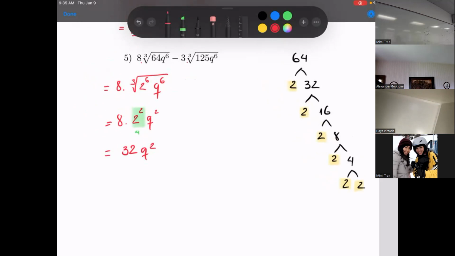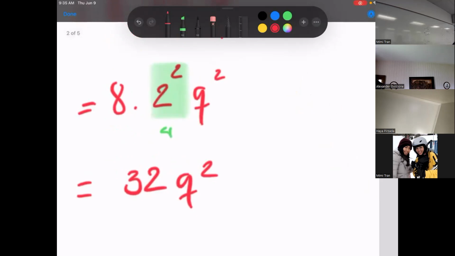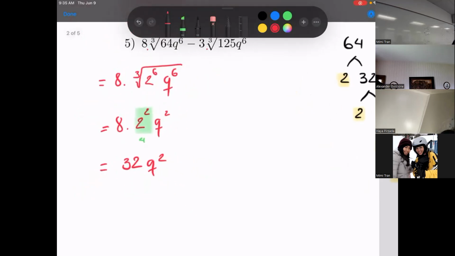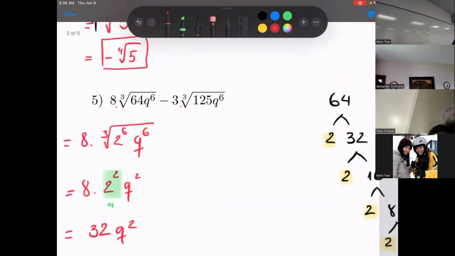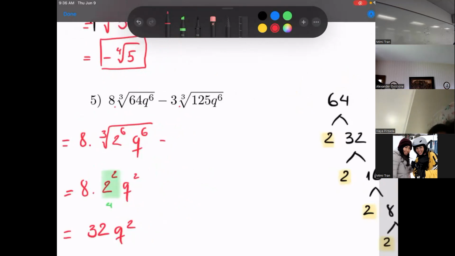Yeah, 2 squared. Yeah, 2 squared, which is 4, the little green underneath. What about the second one? I think you can do cube root of 125.